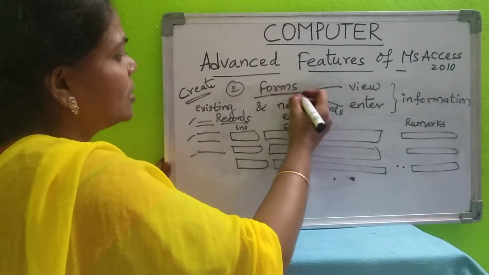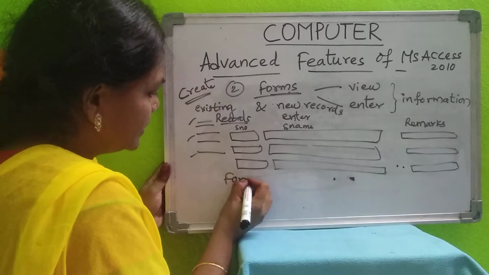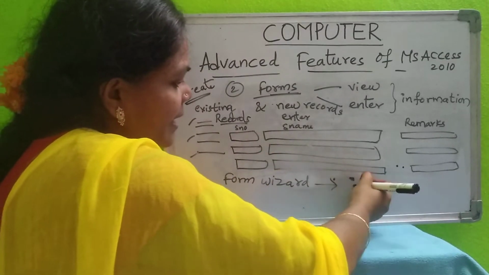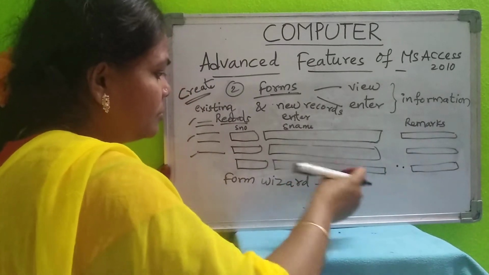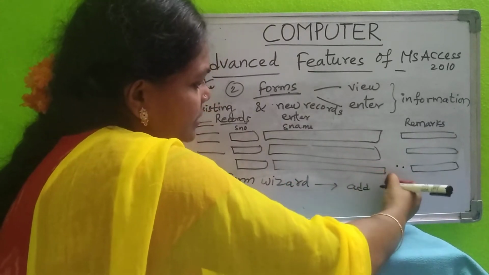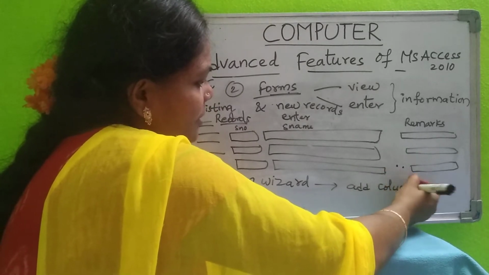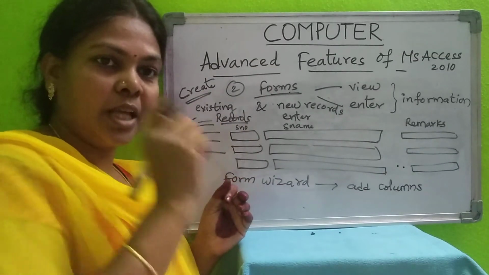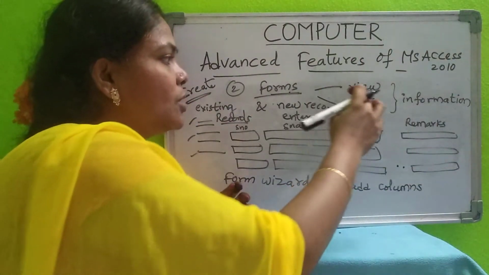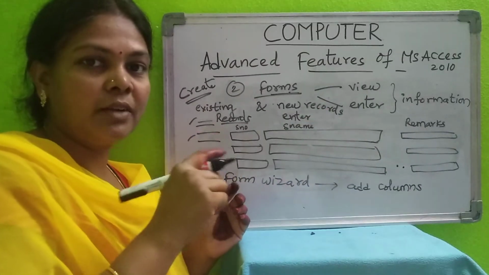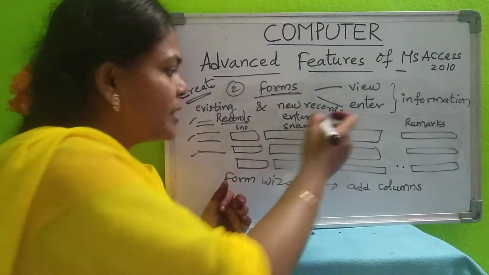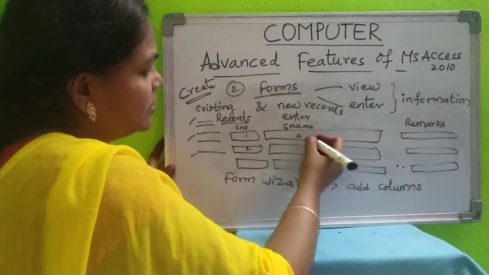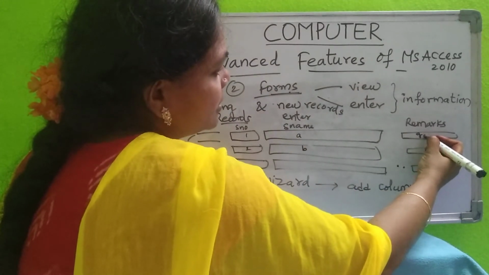Before that, in these forms we have the form wizard. In this form wizard, you have to add the column names. Whatever columns you want, you can add those. And in which model, tabular form or column form, whichever form you want to display, you have to select that. And what you want to view and enter, that option also you have to click. After that you have to click finish. Then only this form will be displayed here, with the details, A, B and remarks.